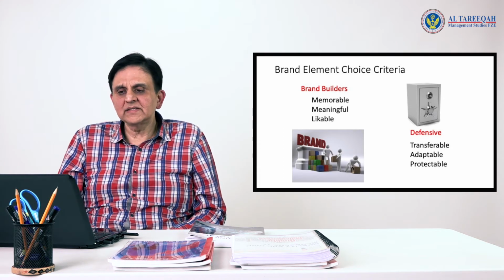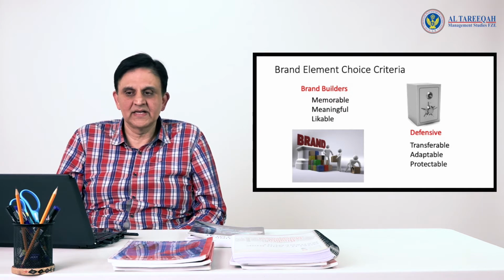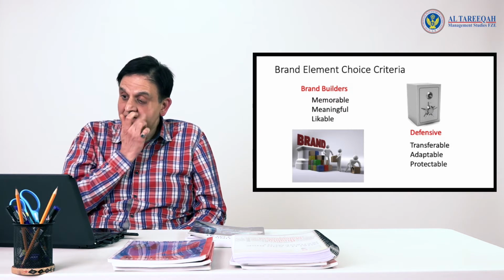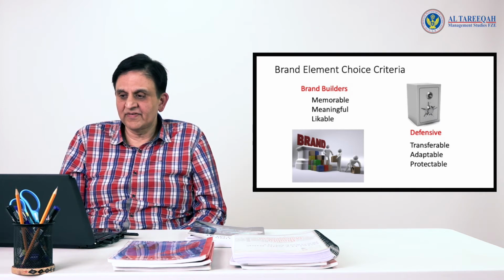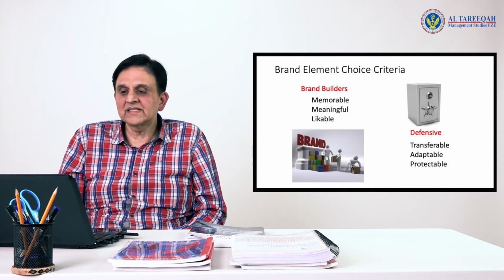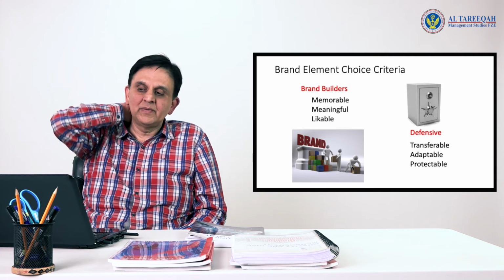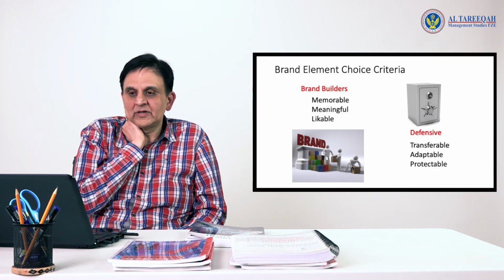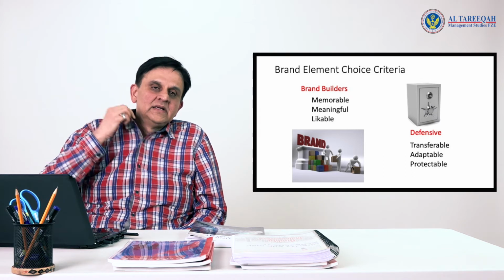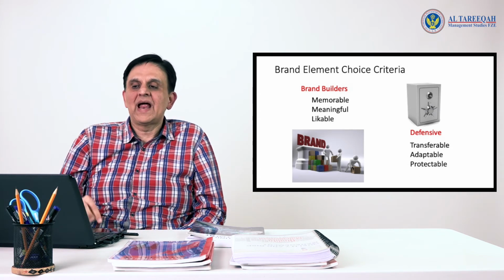So brand builders are memorable, meaningful and likable. These are the choice criteria that you have. In the case of defensive, they are transferable, adaptable and protectable. So these are the criteria that you can build into your questionnaire to be able to define the elements of a brand that go into creating, measuring and defining brand equity.